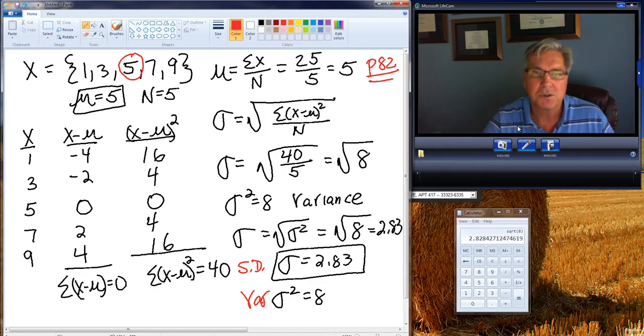Of course, you can use Minitab. Minitab is terrific, and certainly you can put those numbers into Minitab. We'll do all the descriptive statistics just like we did in class.